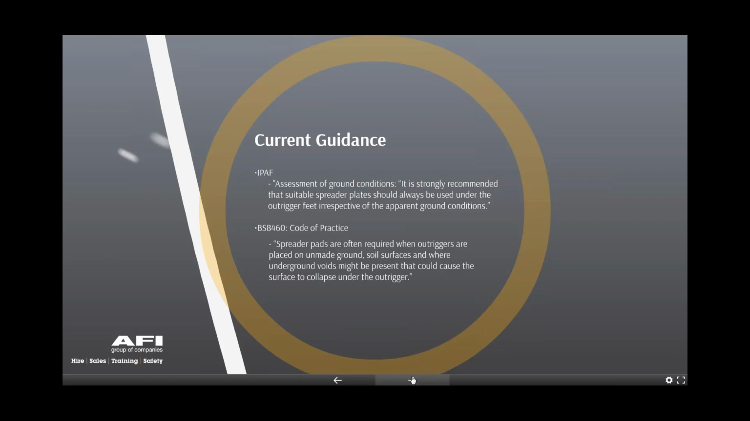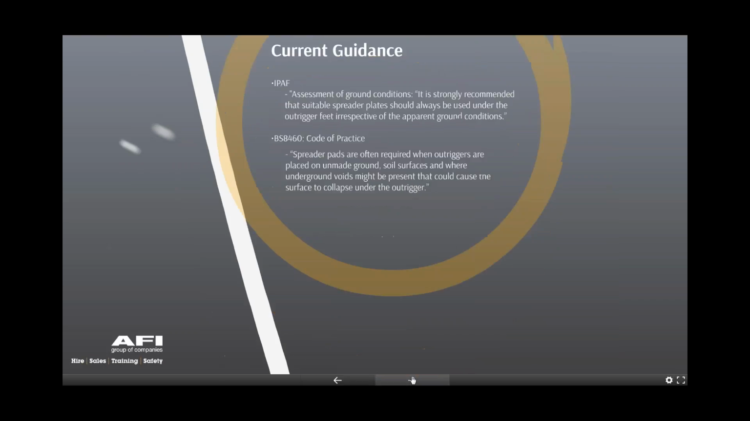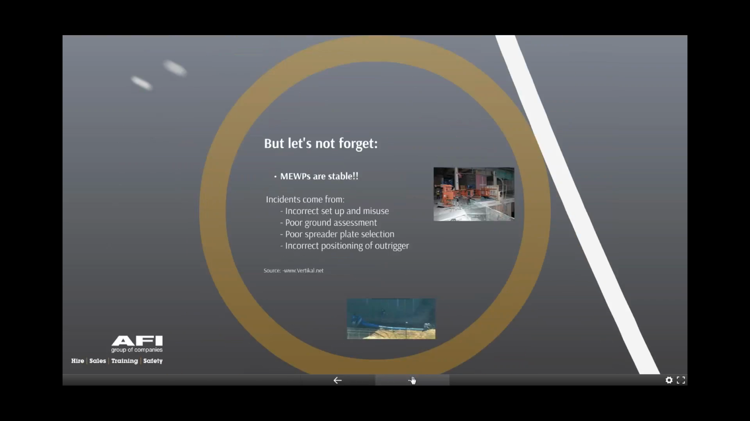What I will say there is that 8460 mentions outriggers, but it doesn't mention anything about jacks and it doesn't mention anything about stabilizers, and you'll see that a little bit later on. So yeah, we're talking about overturns. Let's not forget MEWPs are stable pieces of equipment. Incidents, as we know, come from incorrect setup and misuse. Poor ground assessment, probably the primary cause, poor spreader plate selection, and the incorrect position of the outrigger, and that sources from vertical.